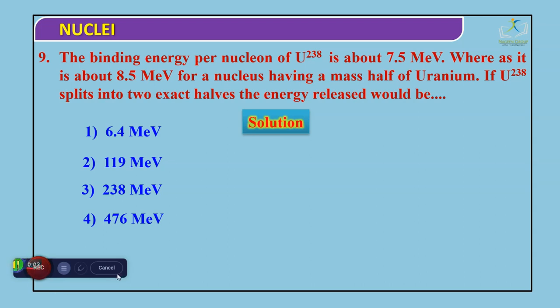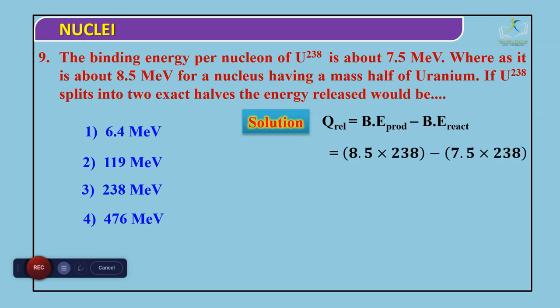Now let's move with the solution part. So the total energy released is equal to the binding energy of the products minus the binding energy of the reactants. That means binding energy is given for 8.5 into 238 minus 7.5 into 238. That gives 238 times 8.5 minus 7.5, which gives the value 238 megaelectron volt. According to that, the correct option is the 3rd.